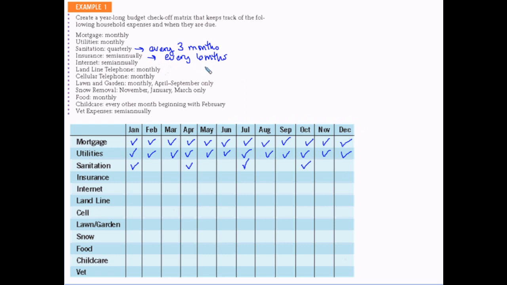Insurance semi-annually, that's every 6 months. Again, it doesn't tell us what month, so we'll just do it in January and July. So July, not June. June is the 6th month. That would be one of the first six, right? So July starts the next 6 months. Internet, semi-annually. This is a weird internet company. You only have to pay for it twice a year. Your landline, that's monthly. Your cell phone, that's monthly.